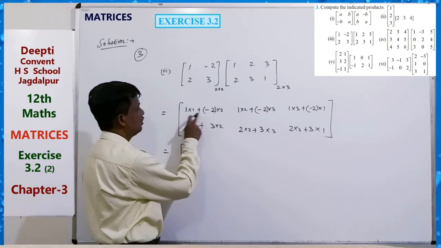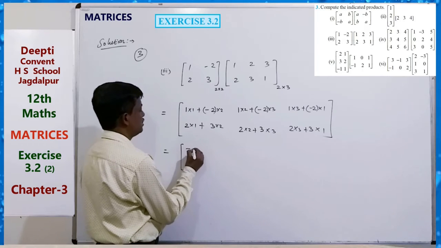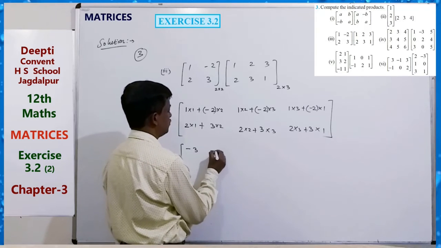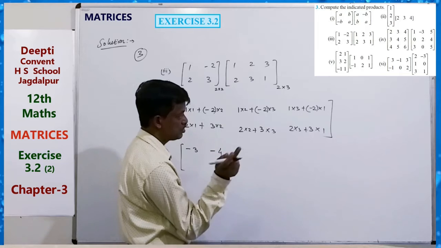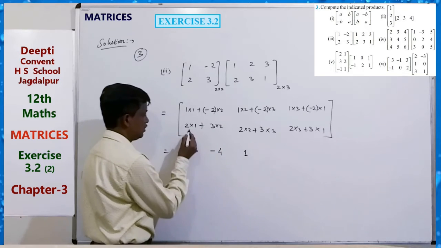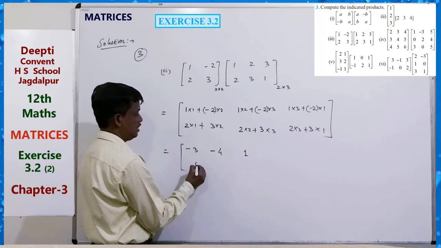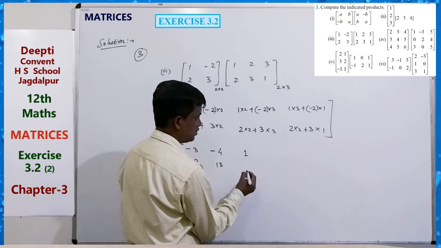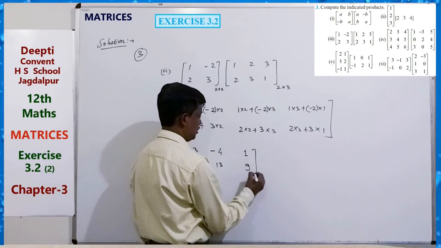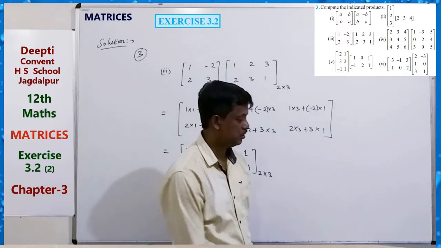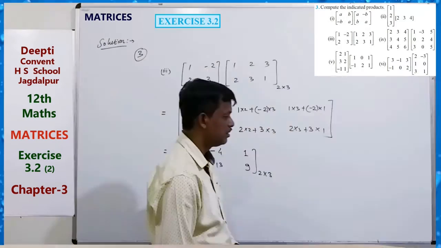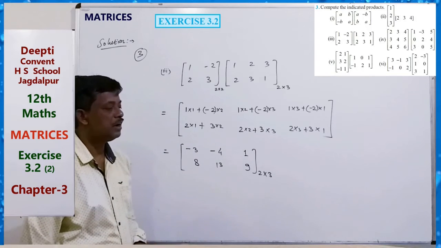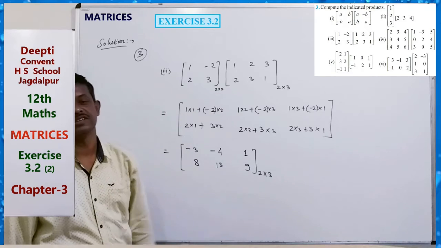It is 1 minus 4 minus 3, 2 minus 6 minus 4, 3 minus 2, 1. Here 2 plus 6, 8. 4 plus 9, 13. 6 plus 3, 9. So it is a 2 by 3 matrix: minus 3, minus 4, 1, and 8, 13, 9. So the multiplication rule is this.